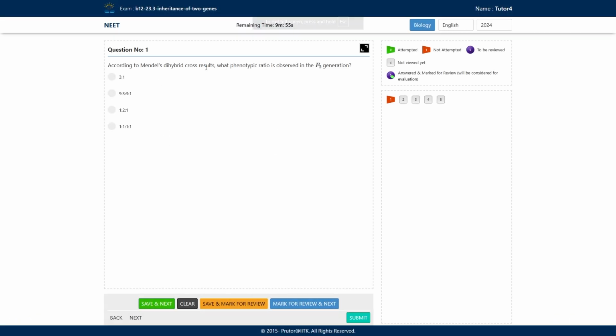According to Mendel's dihybrid cross result, what phenotypic ratio is observed in the F2 generation? This is a very simple question. They are saying the Mendel dihybrid cross. What is a dihybrid cross? When crosses are made between individuals that differ in 2 traits. What is the phenotypic ratio observed in the F2 generation? The options here are 3:1, 9:3:3:1, 1:2:1, and 1:1:1:1. What would be the correct answer here?